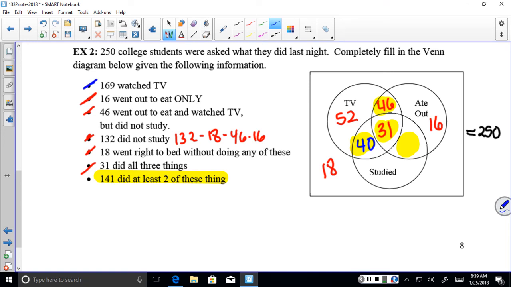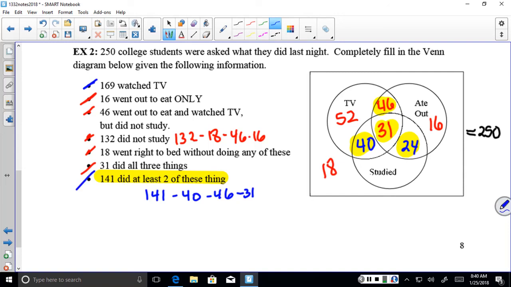And then down to the bottom one again, 141 did at least 2 of these things. So that's all the yellow spots happening there. So I can do 141 minus all those numbers, people who did exactly 2 or 3. And that would leave me with 24 right there.